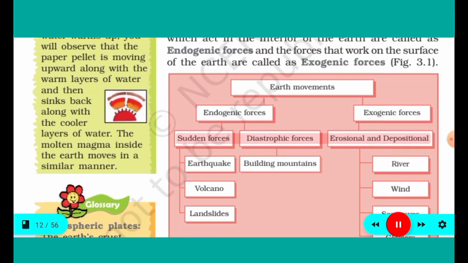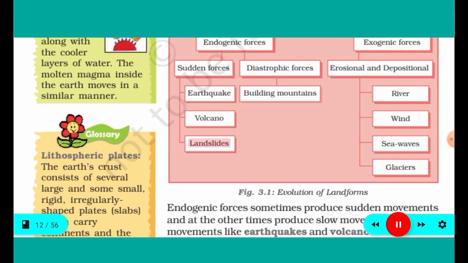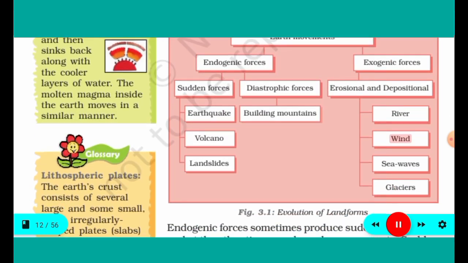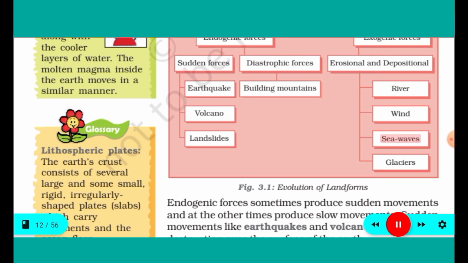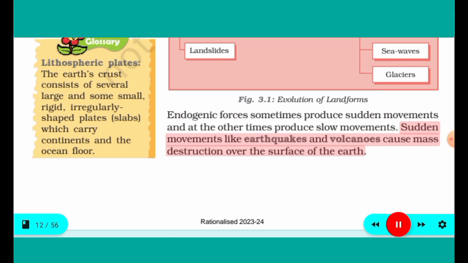Sudden forces, diastrophic forces, erosional and depositional. Earthquake, building mountains, volcano, landslides. River, wind, sea waves, glaciers. Endogenic forces sometimes produce sudden movements and at other times produce slow movements. Sudden movements like earthquakes and volcanoes cause mass destruction over the surface of the Earth.